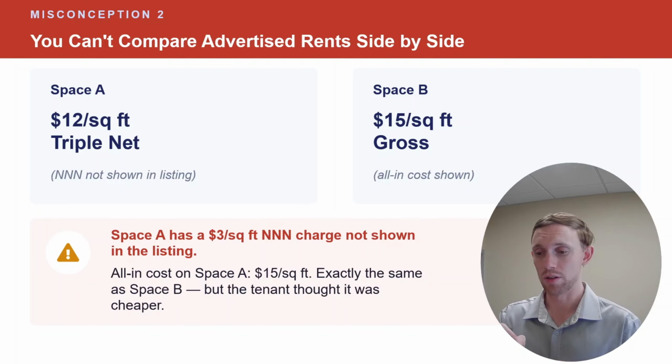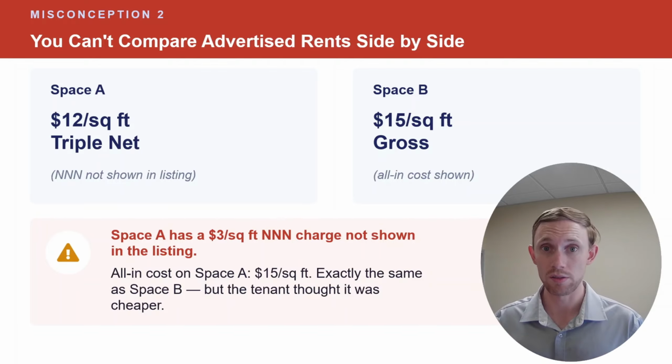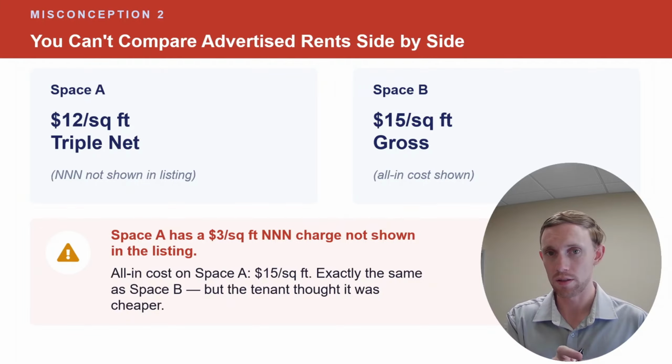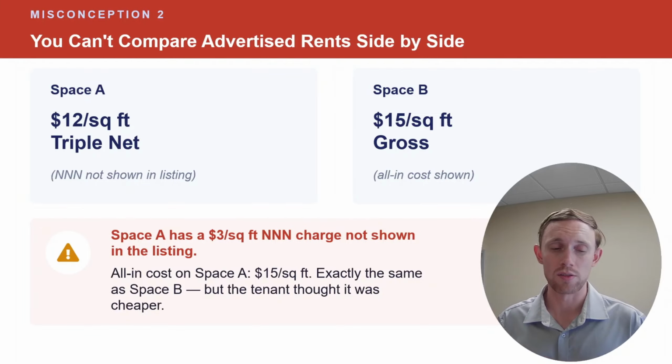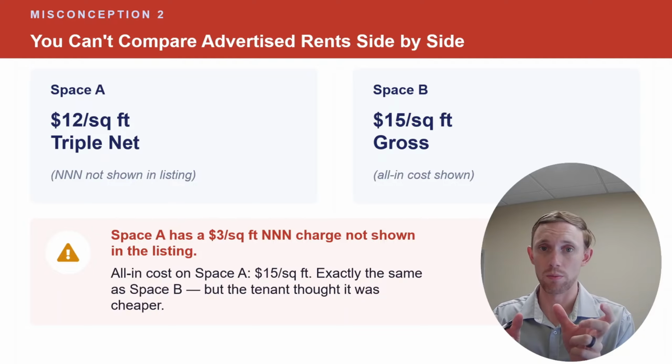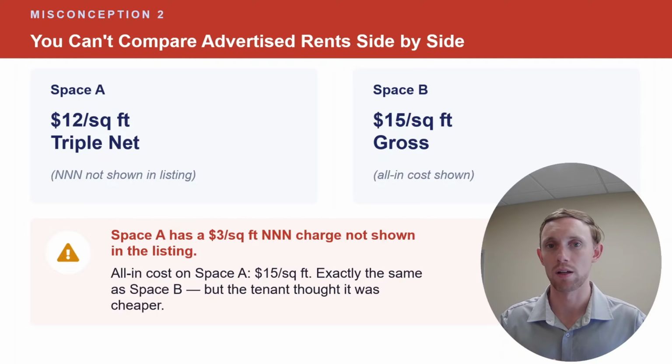What you don't know until you ask the right questions, or until you get to the lease, or until you start paying rent, even worse, is that there's a $3 triple net additional rent. And so now you're actually paying the exact same amount, but you didn't know that ahead of time and you disqualified that gross property earlier on.